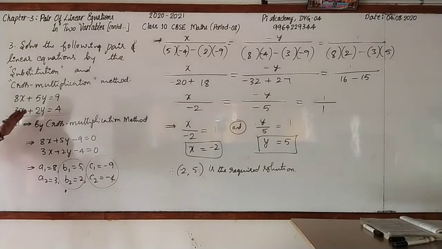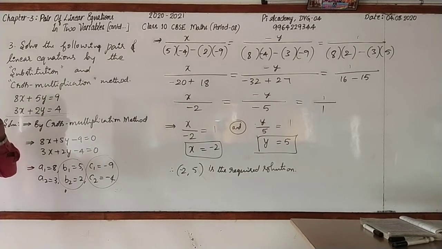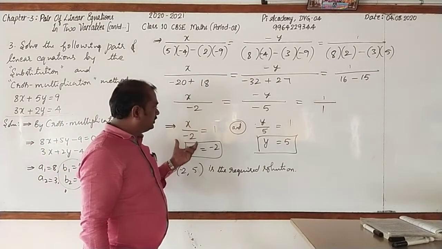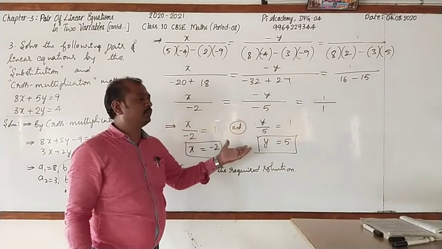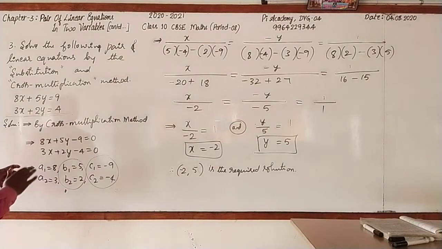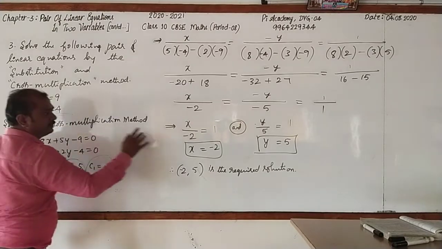Very simple. You have to copy from here, because earlier only you have written up to here. Then after that, you solve these equations by substitution. Now this is by cross multiplication method. First we should write them in the standard form, write the coefficients, use the condition, then equate x term to the constant, y term to the constant. Then you will get x and y values. So copy from here, by cross multiplication method, from here to there.